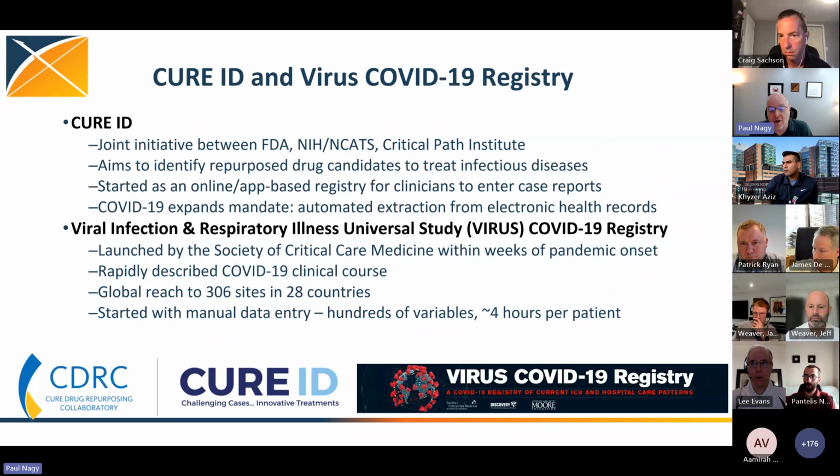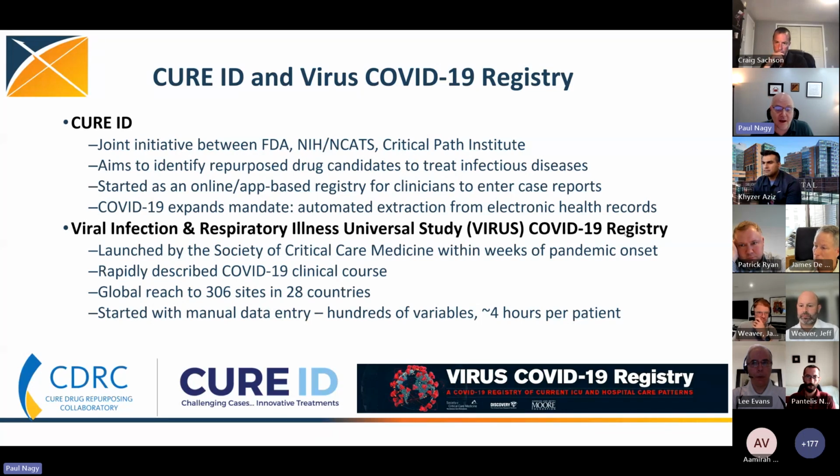It started with an online case review form where they had over 300 sites in 28 countries submitting case review forms about potential repurposing of drug candidates. And this was basically a manual method. As you see here, I think one of the key metrics is it was taking 4 hours per patient for the clinical staff to be able to enter this data in, these hundreds of variables. And that is where most clinical registries are today.